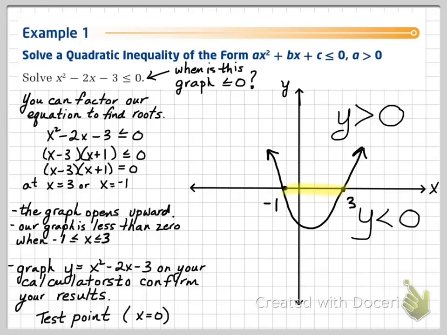Now you can take a test point. Let's say x is equal to 0. When x is equal to 0, you're going to get x squared minus 2x minus 3 is less than or equal to 0, and you're going to find that negative 3 is less than or equal to 0, which of course is true.